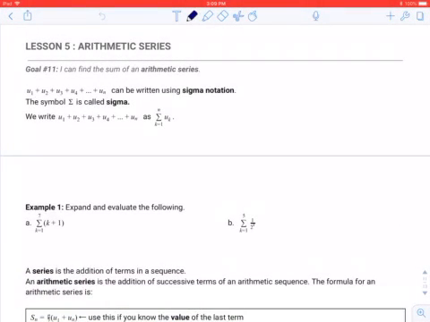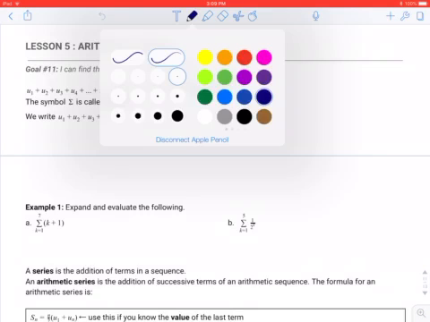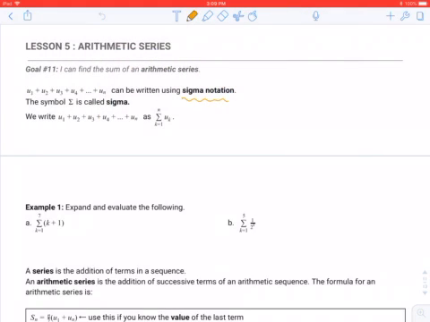Alright, so we're starting lesson 5 on Arithmetic Series, and we're looking at sums of arithmetic series. Before we start looking at arithmetic series in general, we should just talk about sums, and especially a special notation called sigma notation. Sigma notation uses the Greek letter sigma, which is this guy here. It's like a funny looking E, sigma. And sigma notation is used to denote sums.